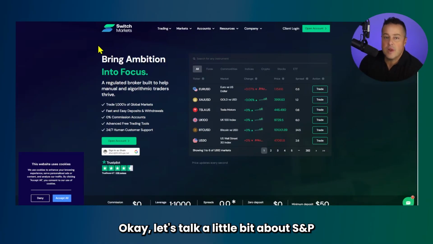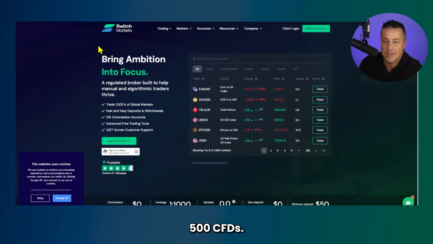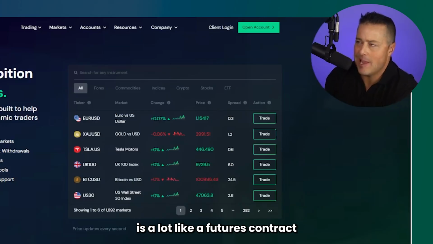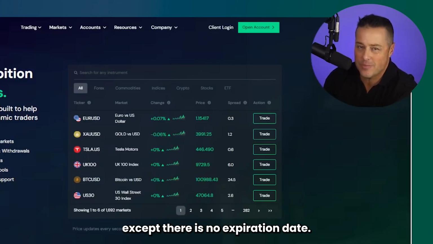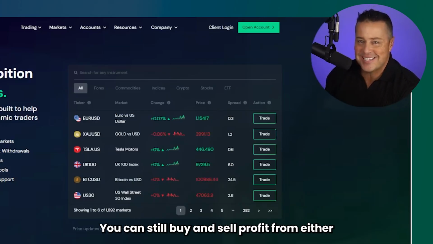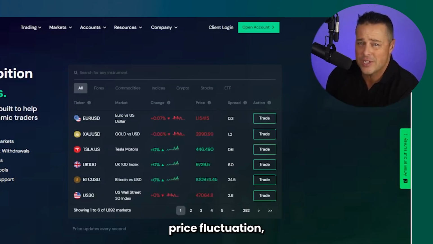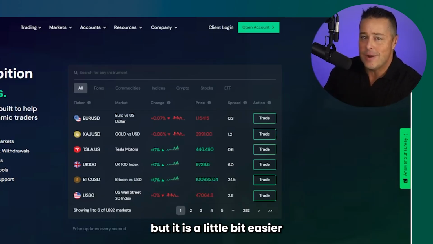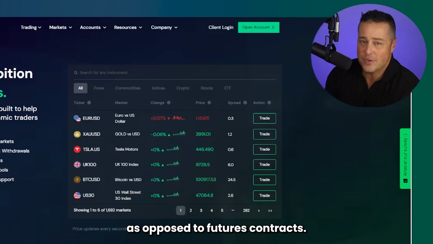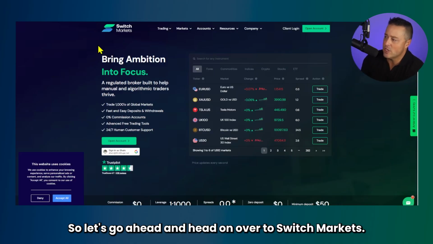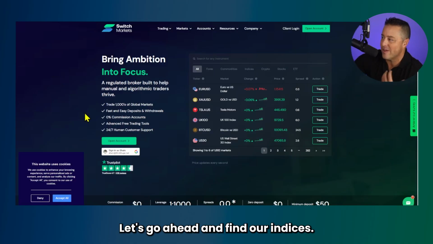Okay, let's talk a little bit about S&P 500 CFDs. Now, a contract for difference is a lot like a futures contract, except there is no expiration date. You can still buy and sell, profit from either price fluctuation, but it is a little bit easier to trade CFDs as opposed to futures contracts. So let's go ahead and head on over to Switch Markets. Thousands of markets over here. Let's go ahead and find our indices.